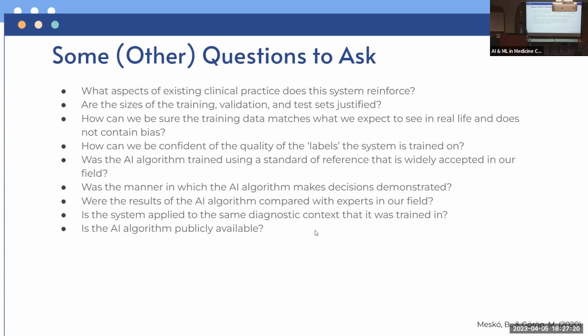And is the system applied to the same diagnostic context that it was trained on? Again, it goes back to how the training data compares to whatever it's going to be tested on. And is the AI algorithm publicly available? This is an important thing as well. If they say, oh, we did this in-house system, and you're not going to have any access to that in-house system, how are you going to use that? How are you going to trust the results without being able to reproduce some of what they've talked about?